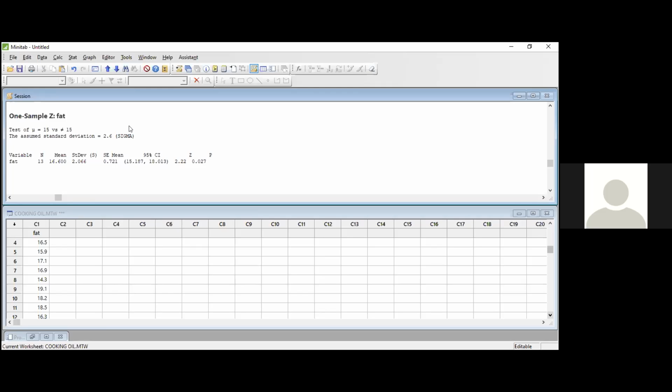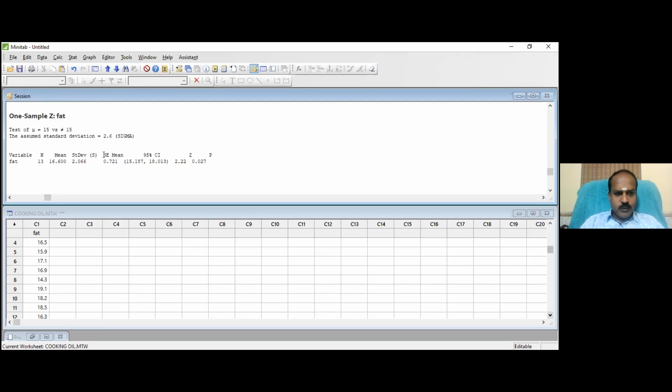Anything related to the population should be called a parameter. Anything related to a sample should be called a statistic. For population, it is parameters: sigma and mu. For sample, it is statistics: capital S and X bar.